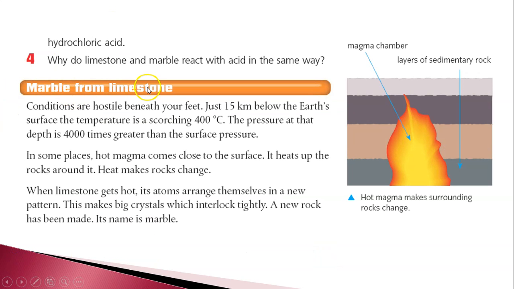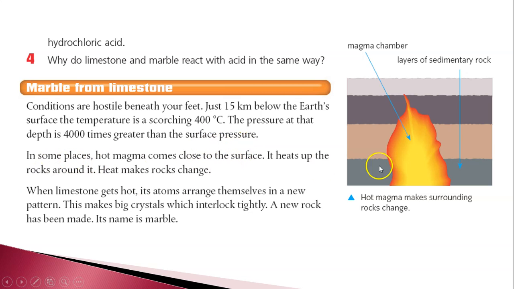Marble from limestone. Okay. Actually, from where do we get marble? Marble is actually obtained from limestone. The limestone somehow changes into marble. I will tell you how. Can you imagine what is happening 15 kilometers beneath our feet? Just imagine. The conditions are hostile beneath your feet. Just 15 kilometers below the Earth's surface, the temperature is a scorching 400 degrees Celsius. The pressure at that depth is 4,000 times greater than the surface pressure.